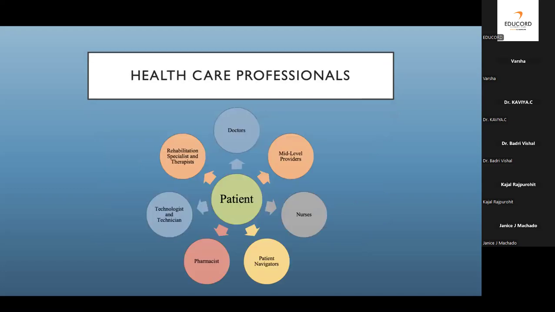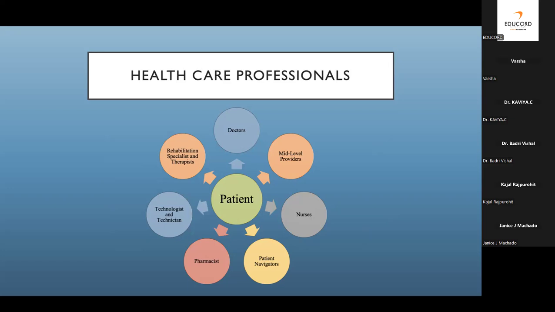So coming to the healthcare professionals, when we are talking about an elderly patient, multiple people are actually required and knitted together for the care and management of the patient. That includes a doctor, then we have mid-level providers, nurses, patient navigators, pharmacists, technologists and technicians, rehabilitation specialists and therapists. I have not included the multiple specialities here.